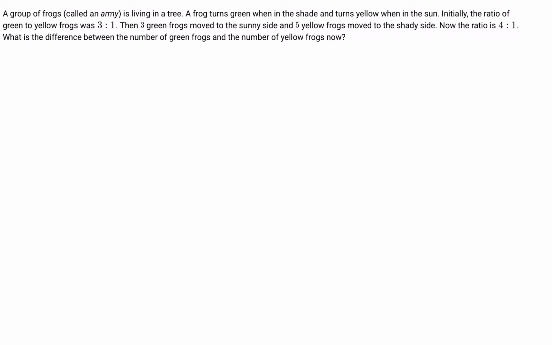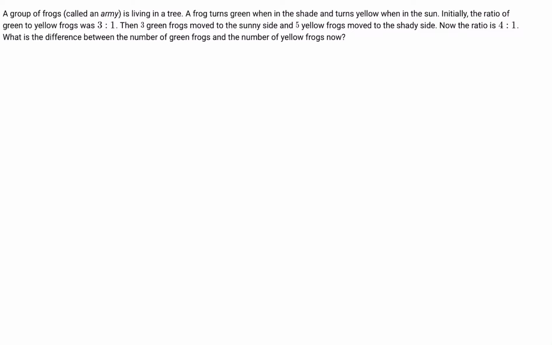So that's basically the idea of solving a system of equations. Now let's apply that to this harder problem on the AMC. A group of frogs called an army is living in a tree. A frog turns green when it is in the shade and turns yellow when it is in the sun. Initially, the ratio of green to yellow frogs was 3-1. Then 3 green frogs moved to the sunny side and 5 yellow frogs moved to the shady side. Now the ratio is 4-1. What is the difference between the number of green frogs and the number of yellow frogs now?